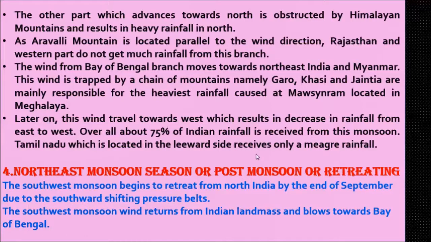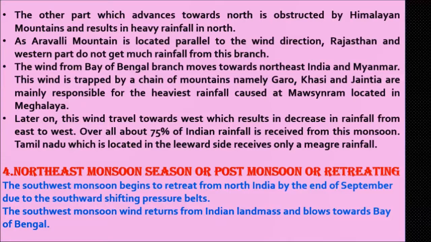Later on, this wind travels towards the west, which results in a decrease in rainfall from east to west. So they get less rainfall from east to west. And overall, about 75% of Indian rainfall is received from this monsoon.